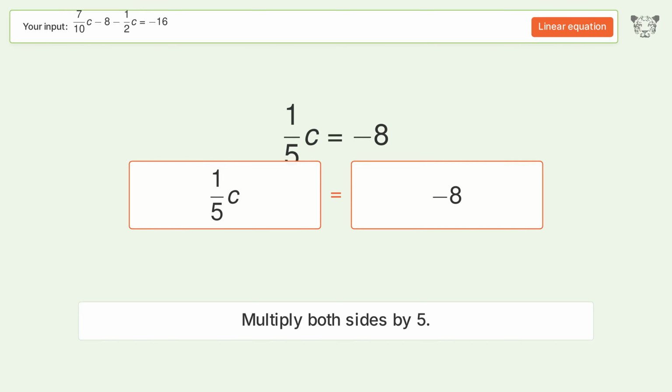The variable coefficient is 1 over 5. Multiply both sides by its reciprocal, 5, so the coefficient becomes 1.